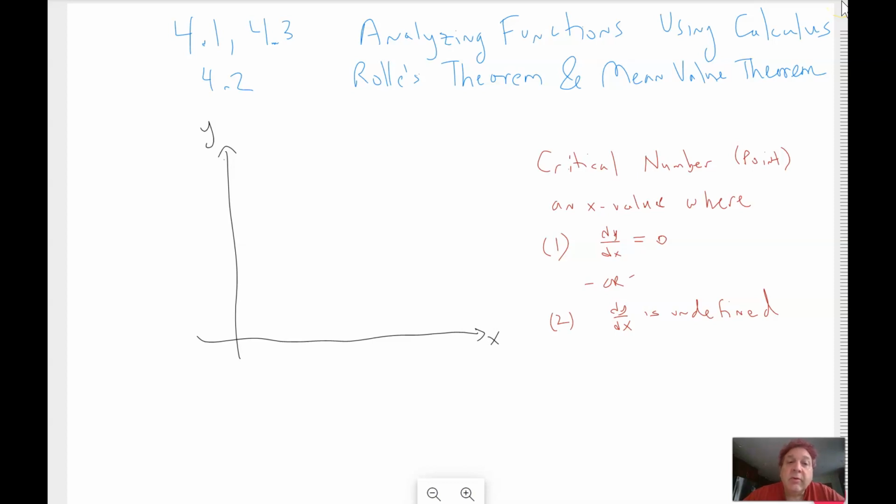This week, you're going to be doing problems based on the sections in the book 4.1, 4.2, and 4.3. 4.1 and 4.3 are all about analyzing functions using calculus. So we're going to be doing things like looking when a graph is increasing, like going up, or decreasing, going down. There's these things called concavity.